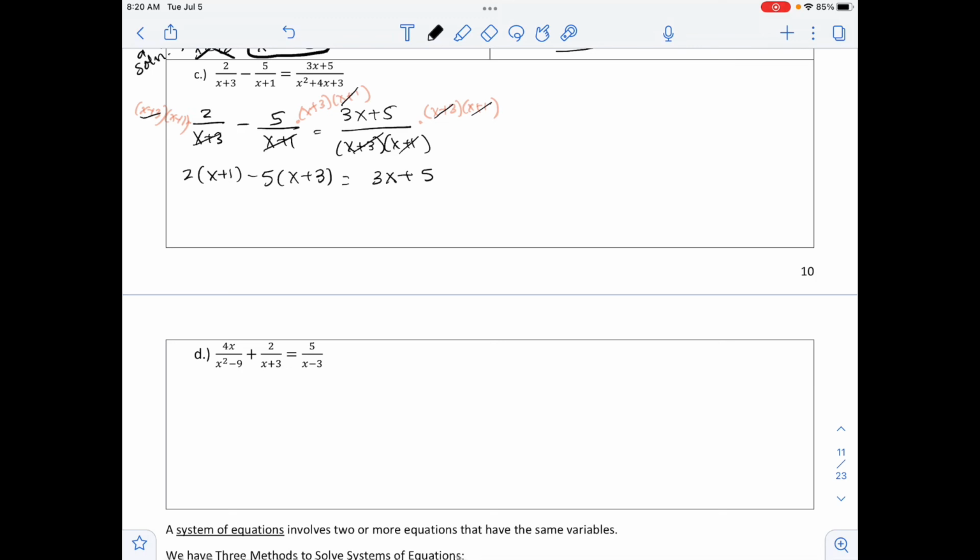From here, I'm going to distribute, and so we have 2x plus 2 minus 5x minus 15 equals 3x plus 5. And then I'm going to go ahead and combine my like terms, so I have 2x minus 5x, or negative 3x, and then minus 13 equals 3x plus 5.